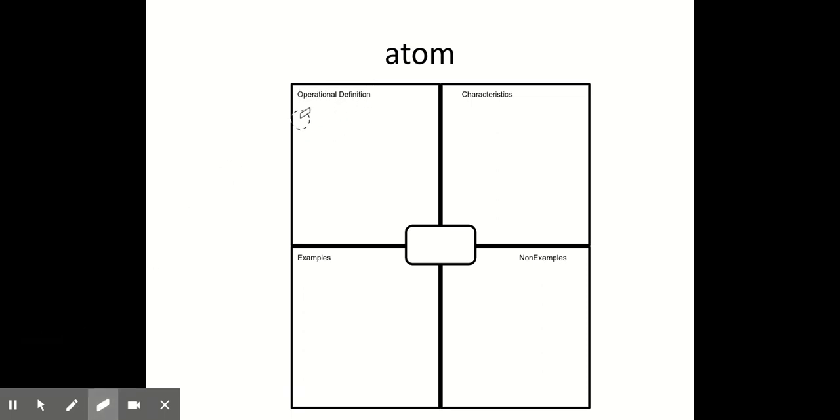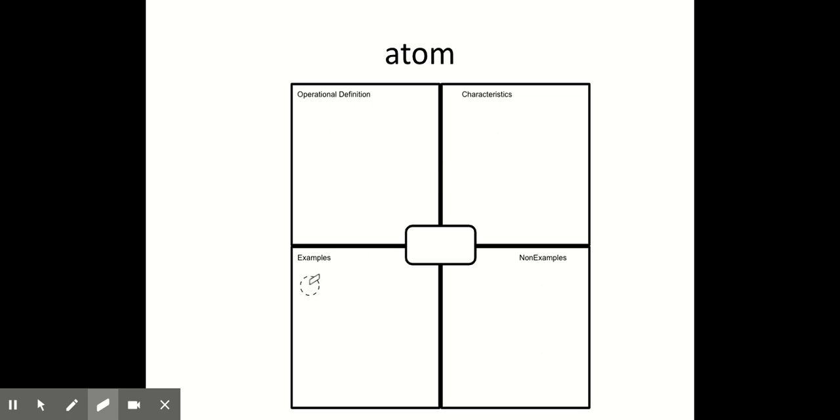Operational definition. I would say this is the smallest particle with unique characteristics. I'll repeat that. An atom is going to be the smallest particle that has unique characteristics. Characteristics: cannot be seen, interact with other atoms, will bond with different things. Those would be the characteristics that I would think.